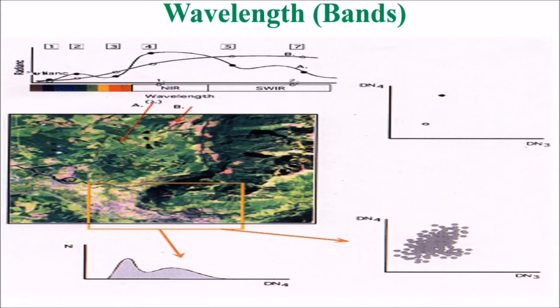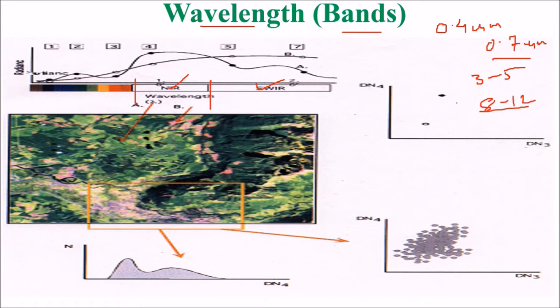Then we come to the wavelength, that is, the bands. When the imaging is done, it may be done in various bands, and a band only means the wavelength in which the reflectance is being taken. These are various areas where the reflectance has been taken, and that can be, say, near infrared or shortwave infrared. Our visible band is from 0.4 micrometer to 0.7 micrometer. Above 0.7 there is reflected IR, and 3 to 5, and then 8 to 12, where we have the emitted energy, the thermal IR energy.